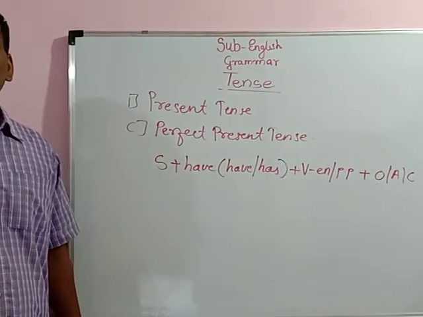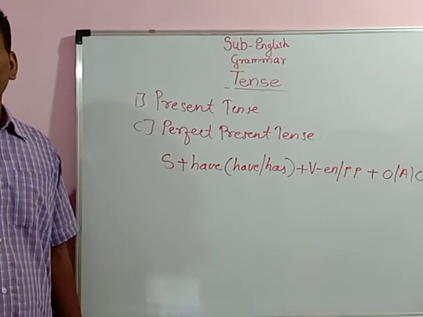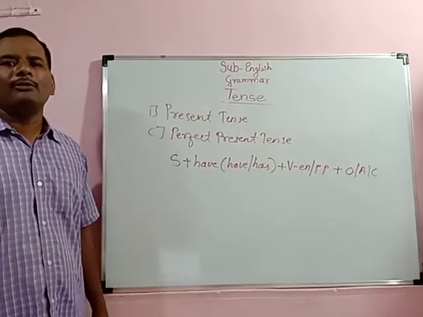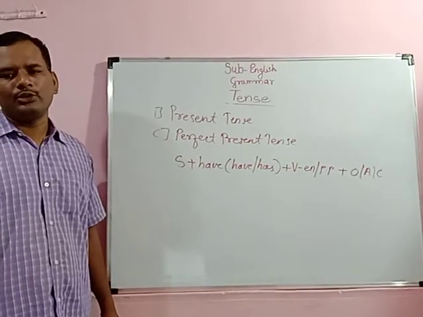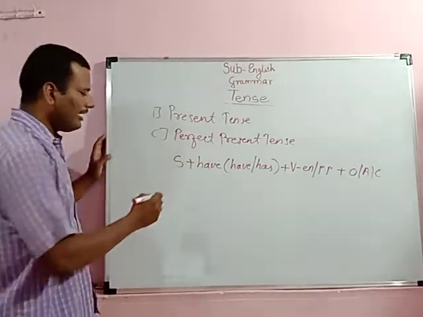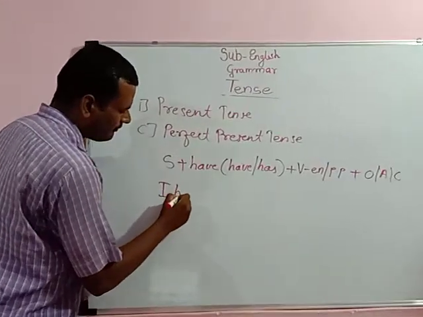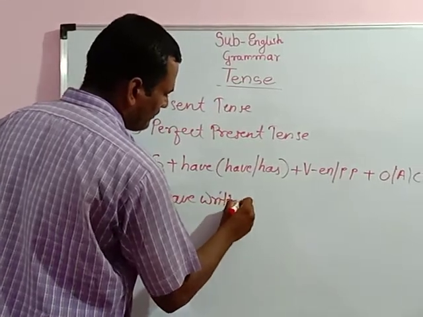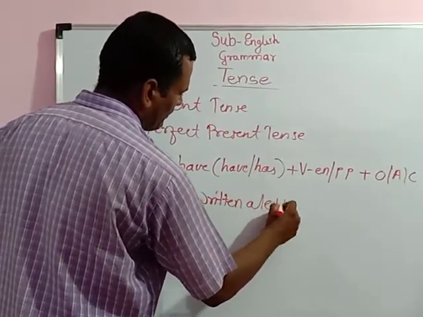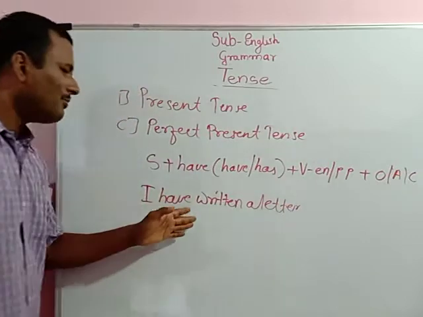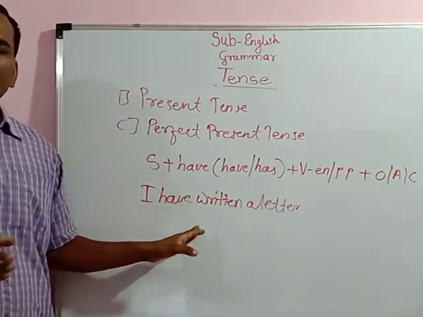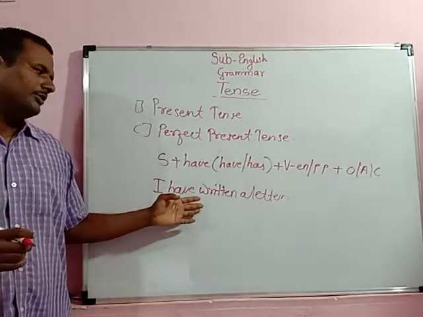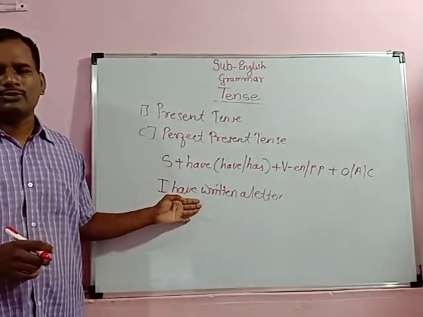Now see, the present perfect tense is used to indicate a just completed action which has influence on the present situation also. For example, I have written a letter. That means the person had just completed the letter, maybe 1 hour or half an hour before, and still it has influence on the present situation.